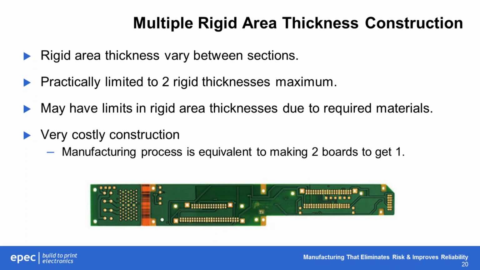So in this type of construction, the rigid areas have different thicknesses. Practically, you're limited to 2 rigid thicknesses as a maximum. There may be some limitations into what those rigid thicknesses can be due to the materials required for the construction. Ultimately, this is a very costly type of construction. In layman's terms, you're essentially manufacturing 2 boards to get 1.